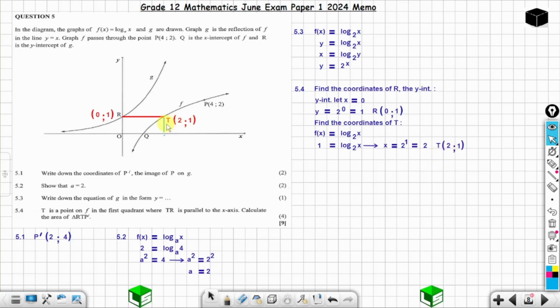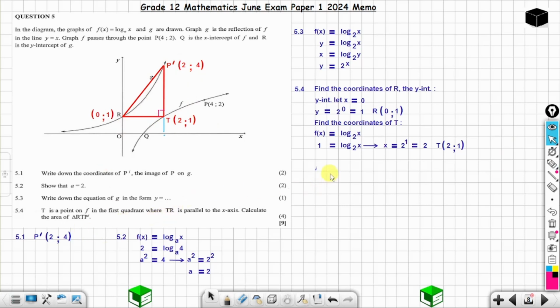Now can you see t and p dash, they have the same x coordinate. So you understand p dash is there. You have a horizontal line and a vertical line. So you have a right angle there because you have a vertical line and a horizontal line. Now you have your triangle.